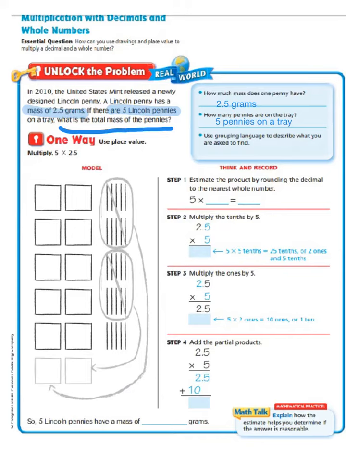Now we have to figure out what operation we're going to use. And in our question is a key word, the word total. And we know when we see the word total, we are either going to add or we're going to multiply. So we have to look back at the rest of our word problem to figure out if we have groups or if it's going to require addition. And we realize that it's asking there are 5 Lincoln pennies on a tray. So there are going to be 5 groups of Lincoln penny. So we know when we see that there's going to be 5 groups, we will use multiplication.